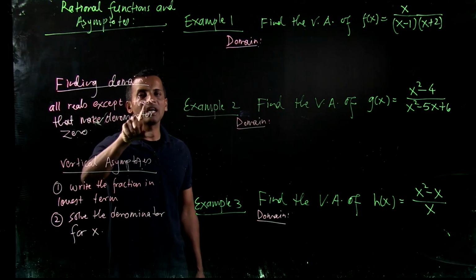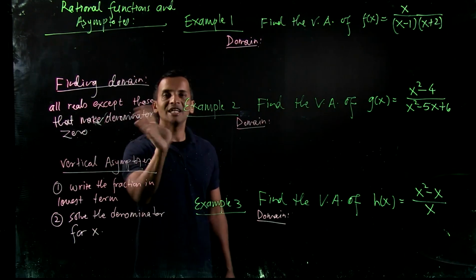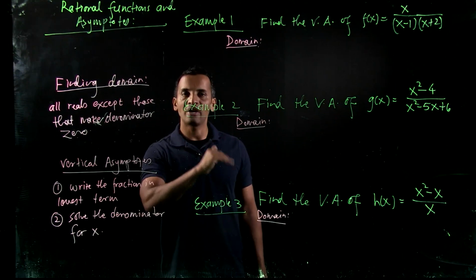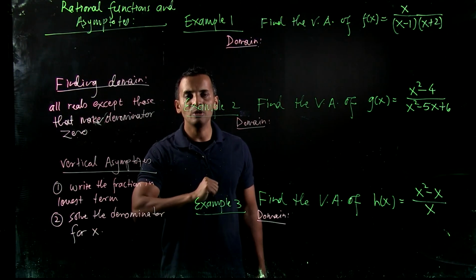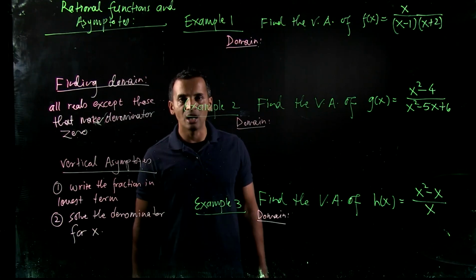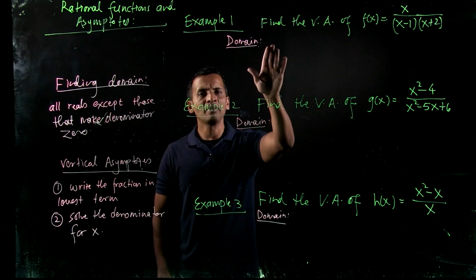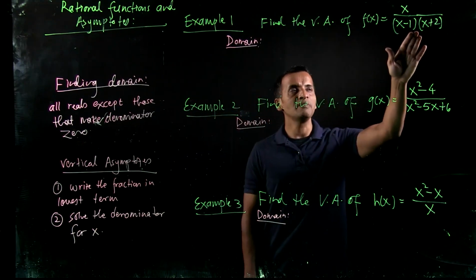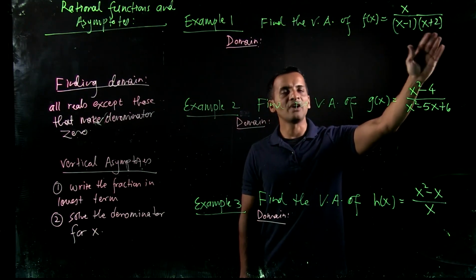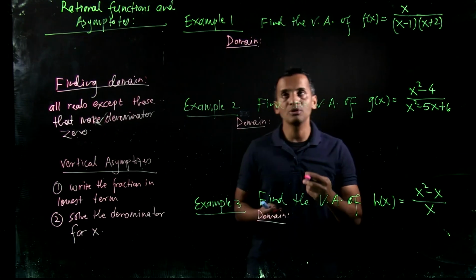Okay, that's how we find the domain. So, all real numbers except those that make the denominator 0, meaning that we set the denominator to 0 and then solve for x, so the domain will be all the real numbers except those values we got after solving the denominator for x. Okay, for example, in this function, what is the domain? To find out the domain, you solve the denominator for x, right? So how do you solve that?